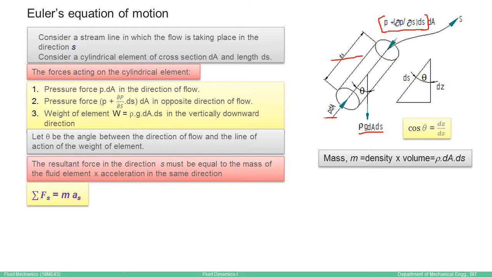And now there is another consideration made, that is theta, which is the angle between the direction of the streamline and the line of action of weight. Okay, so because of that, since the length of the element is ds, and if you consider the vertical height of the element dz, then cosine of theta will be equal to dz by ds.